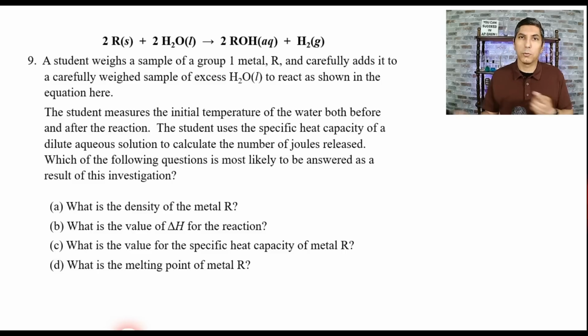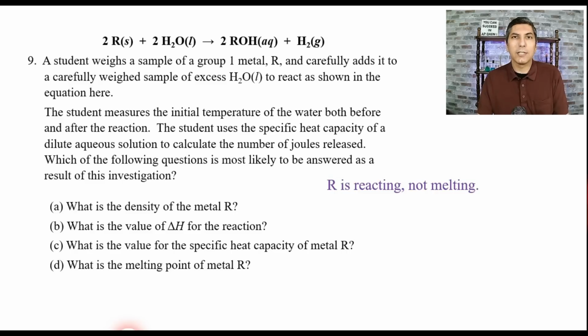And we have 4 choices. What is the density of the metal? What is the value of delta H of the reaction? What is the value of the specific heat capacity of metal R? And what is the melting point of metal R? Well, the first thing that jumps out at me here is that we're not ever actually melting the metal, are we? We're reacting the metal. And so since we're not melting anything, choice D can automatically be taken out. We're not determining the melting point here, so that is irrelevant.